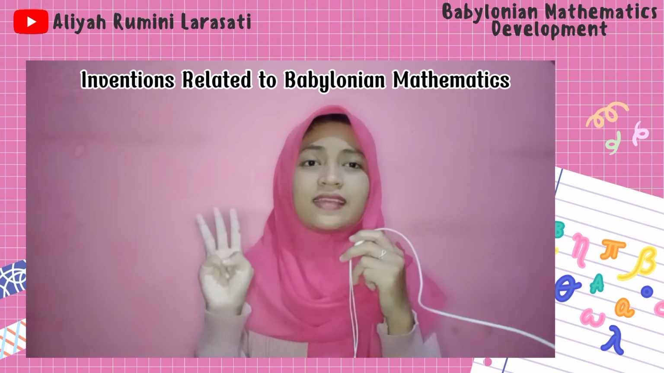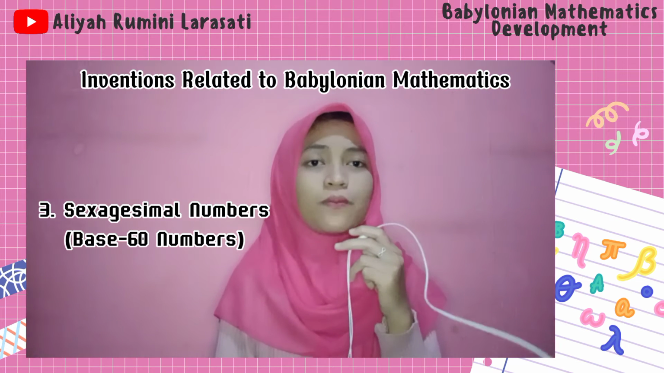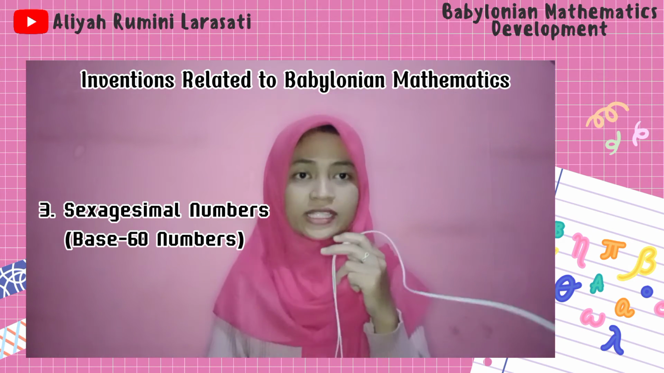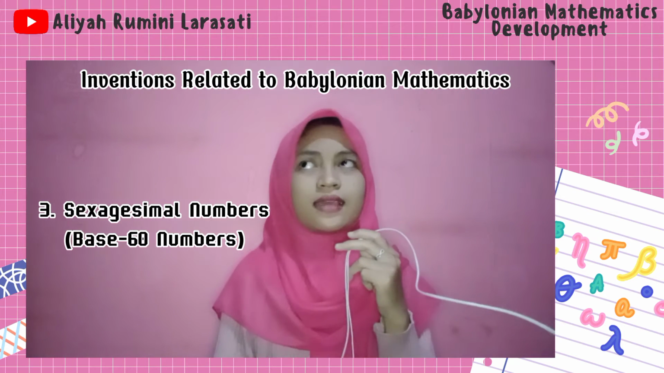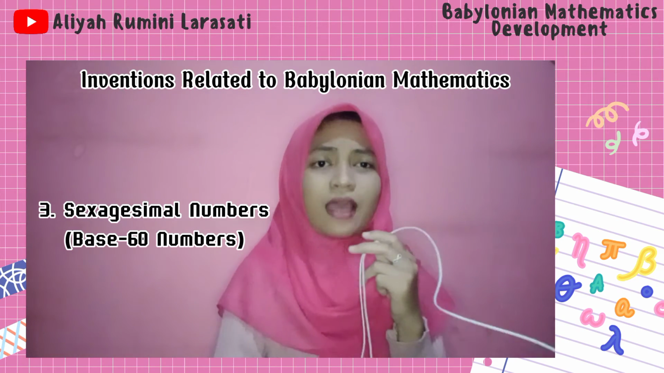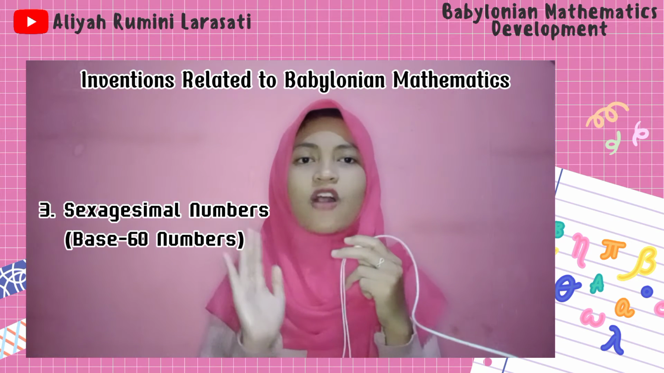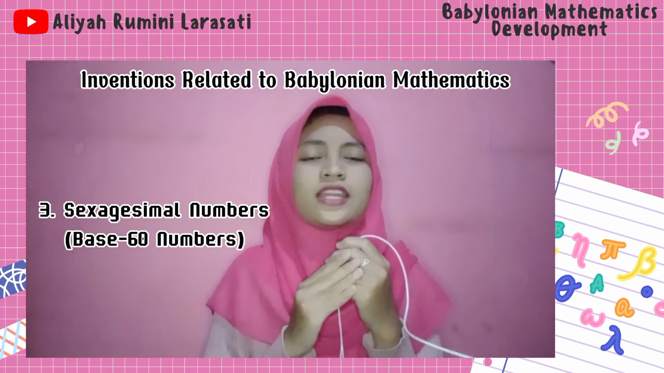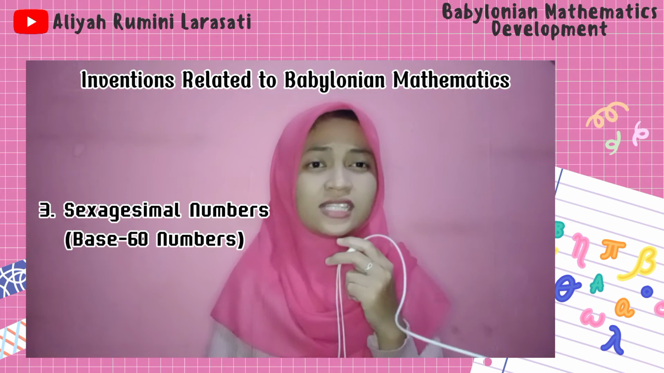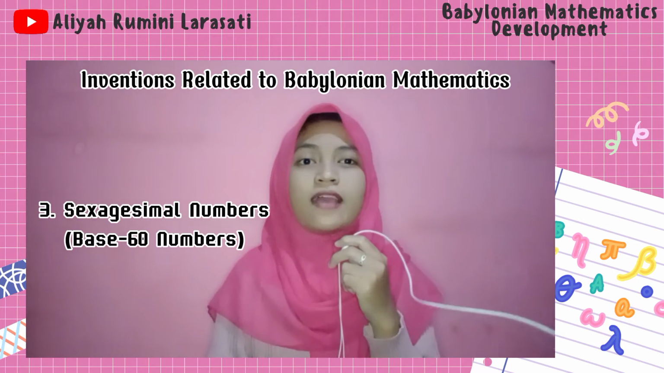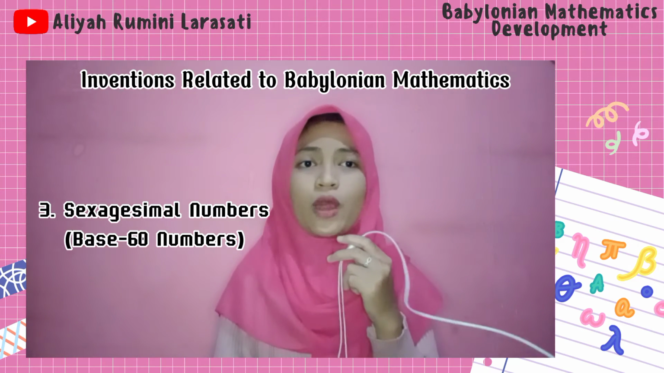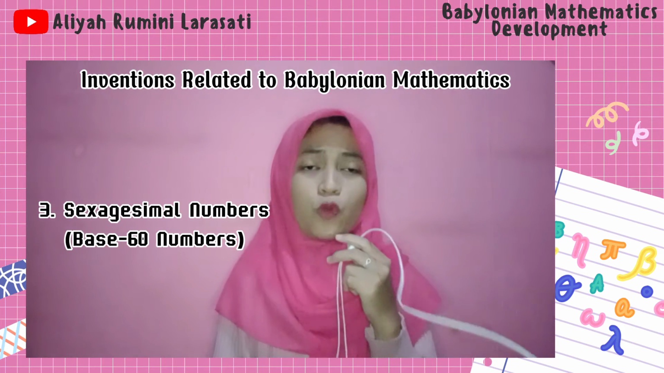Number 3, the sexagesimal or base 60 number system. Babylonian mathematics was written using the sexagesimal number system. Because of its superiority in the field of astronomy, the 60-based calculation system still exists today, namely in the use of 60 seconds for 1 minute and 60 minutes for 1 hour.